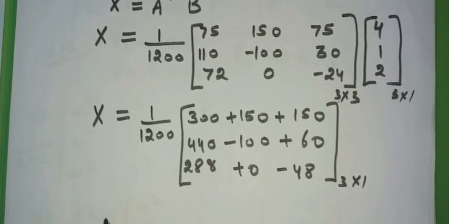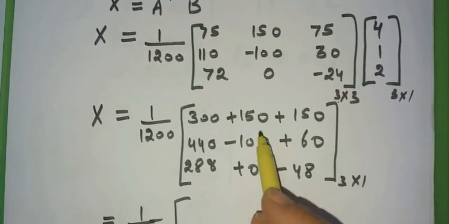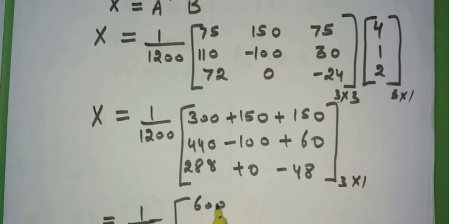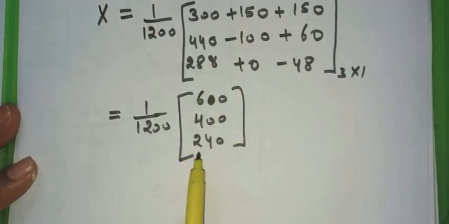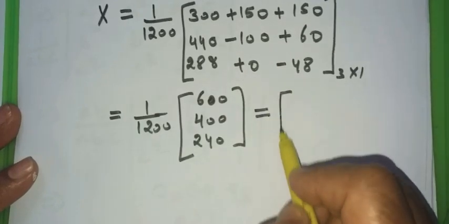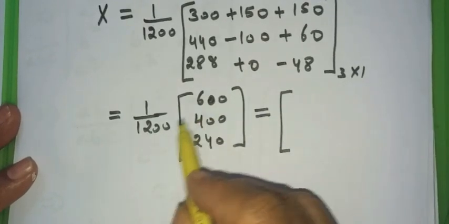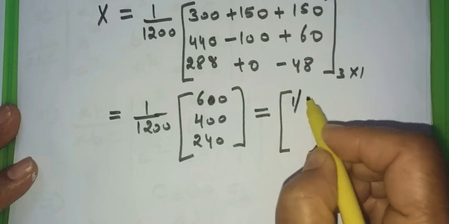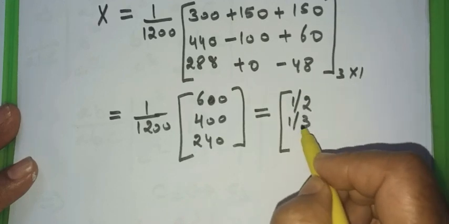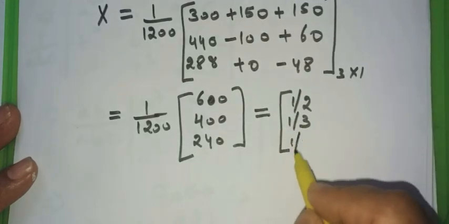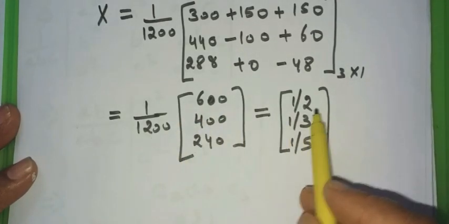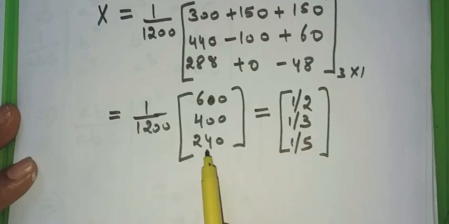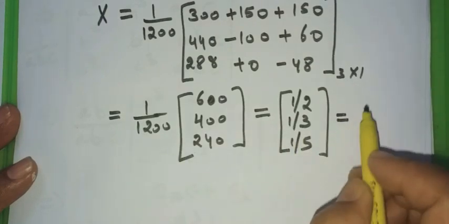So solving these elements further, we get 300 plus 300 is 600. Solving this, we have got this. Now we divide every element of this matrix by 1200. So I get 1 by 2, 1 by 3 and 1 by 5. You can see that 600 upon 1200 is 1 by 2, 400 upon 1200 is 1 by 3 and 240 upon 1200 is 1 by 5.